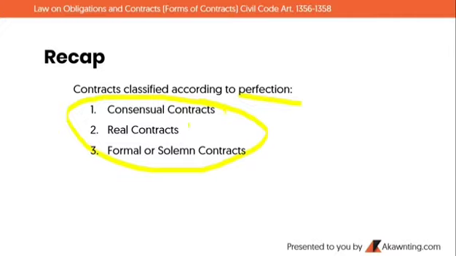And lastly, which is our topic for today, are formal or solemn contracts, which, aside from the COC or the consent, object, and cause, kailangan niya ng certain formality in order to be valid. Okay? So, those are formal contracts. However, pag sinabi natin kasing forms of contracts in general, we don't necessarily always mean about validity, or it doesn't necessarily refer to validity.